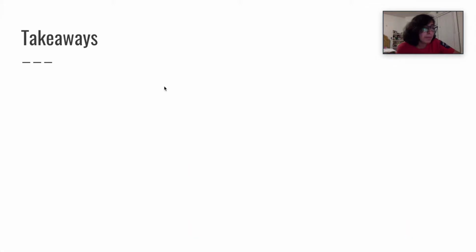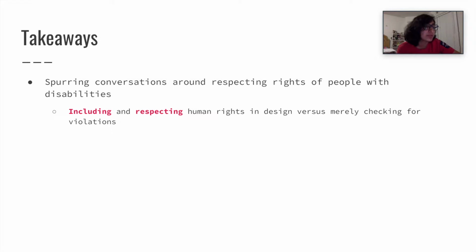To sum it up, we observed that incorporating human rights in designing with people with disabilities can help spur important conversations around whether the technology respects and includes their basic human rights or not. Thus, we suggest that human rights heuristics should question whether pertinent rights have been included and respected in the design, rather than merely check for violations.